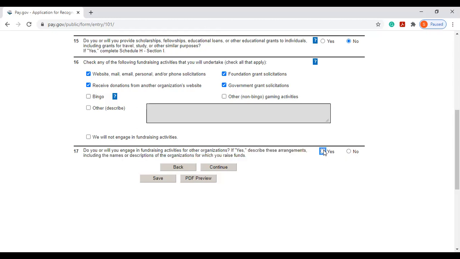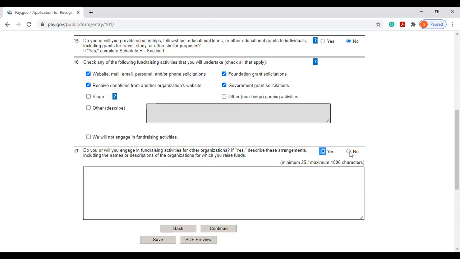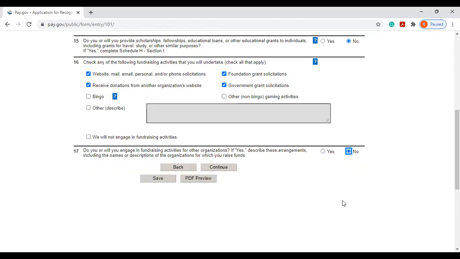So if I click on yes, I'm going to get a block here. If I click on no, I'm not going to get a block. And you notice there's not a question mark in front of yes. So I guess they feel that this line is self-explanatory. So now I'm going to click on continue.